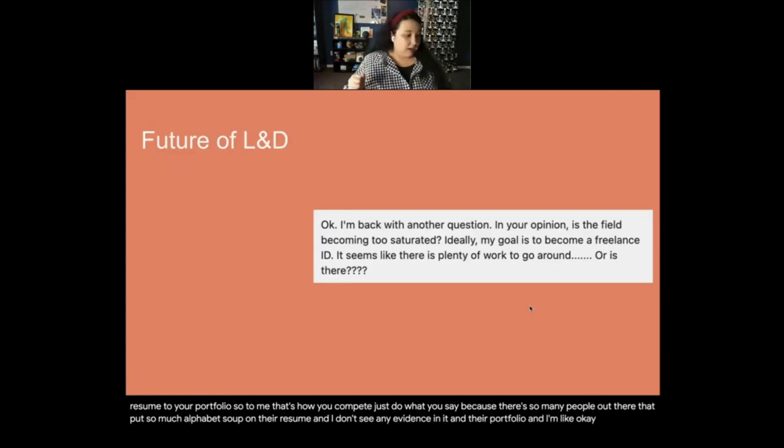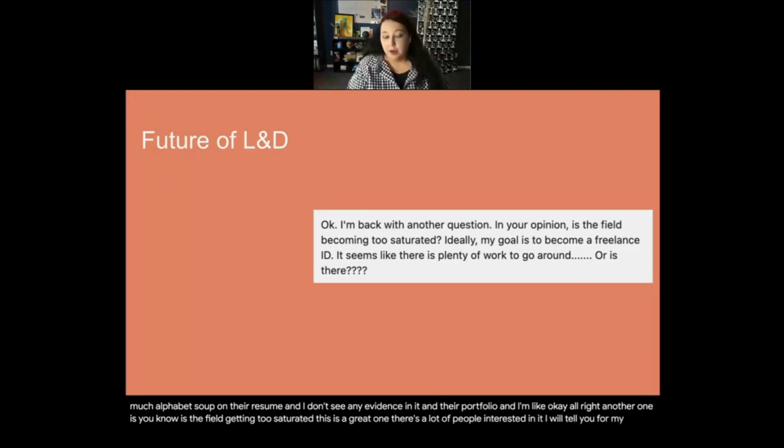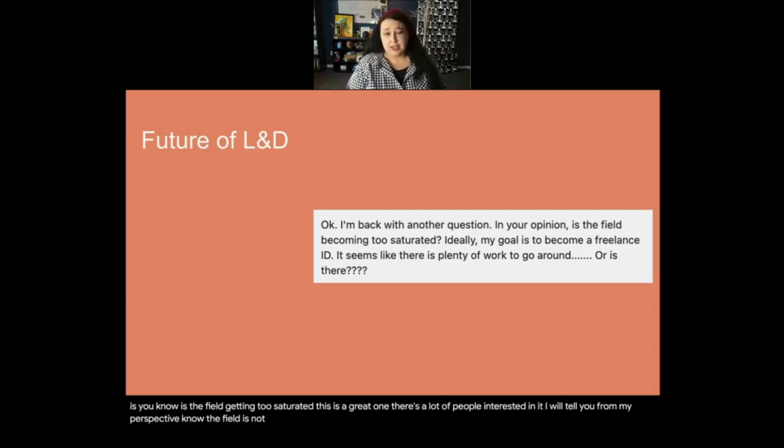Another one is, is the field getting too saturated? This is a great one. There's a lot of people interested in it. I will tell you from my perspective, no, the field is not being saturated. And here's why. There are a lot of industries in the world, and all of us use their services.